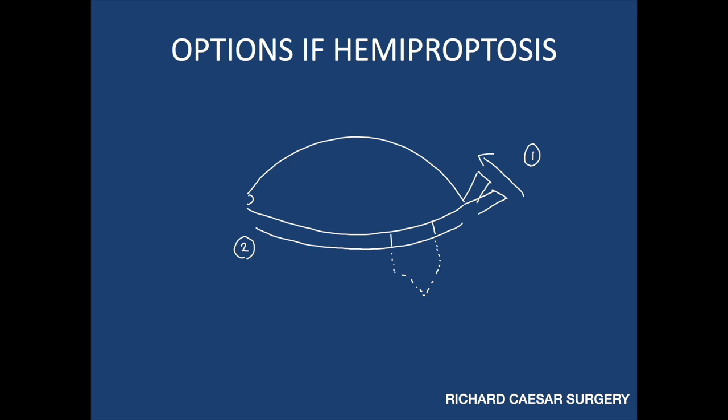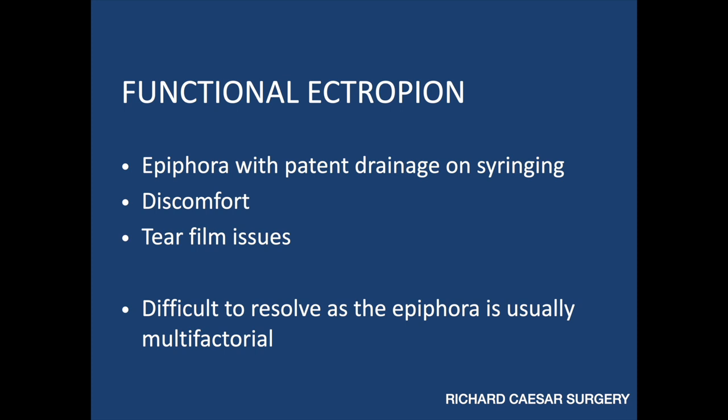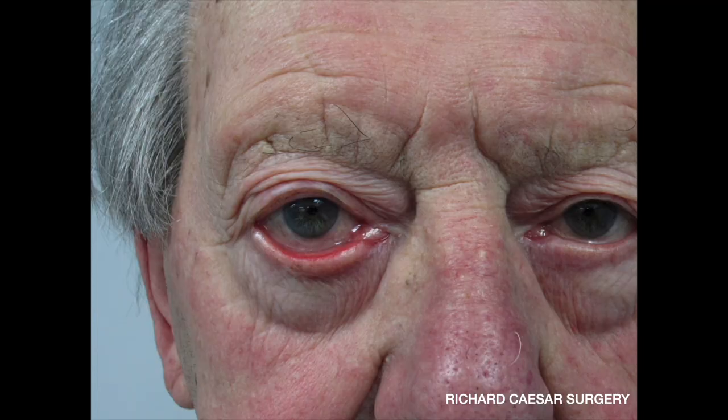This gives this slight upwards lift to the tissues, and this can help. So when we consider functional ectropion, the whole point is the patient is suffering with a watery eye, and this is difficult to resolve because tear film issues are involved. And inevitably, anything to do with the tear film isn't just usually multifactorial, it's always multifactorial. So compared to cosmetic ectropion, functional ectropion is much, much harder to treat.